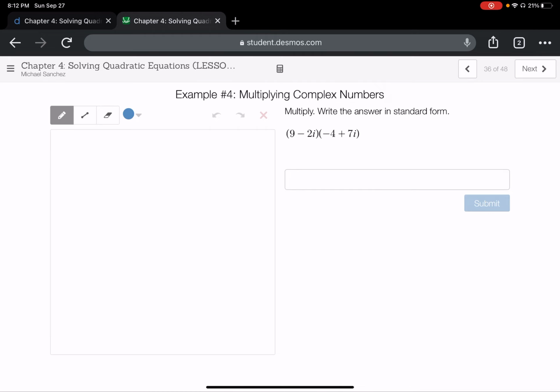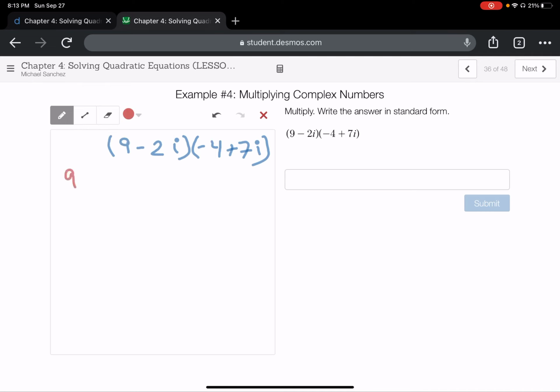All right, the last example we have is multiplying complex numbers. We're going to do this kind of the same way that we did with our polynomials, multiplying binomials. 9 minus 2i times -4 plus 7i. So what I'm going to do is take my first complex number, 9 minus 2i, and use the distributive property.